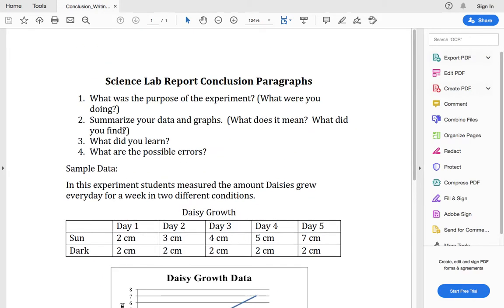So in review, make sure you cover these 4. What was your purpose or hypothesis? Summarize your data and your graphs. What did you learn? And what are possible errors?